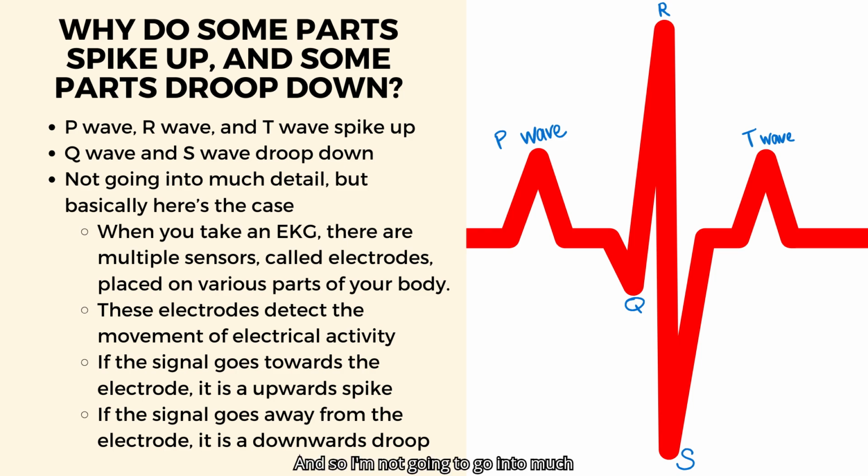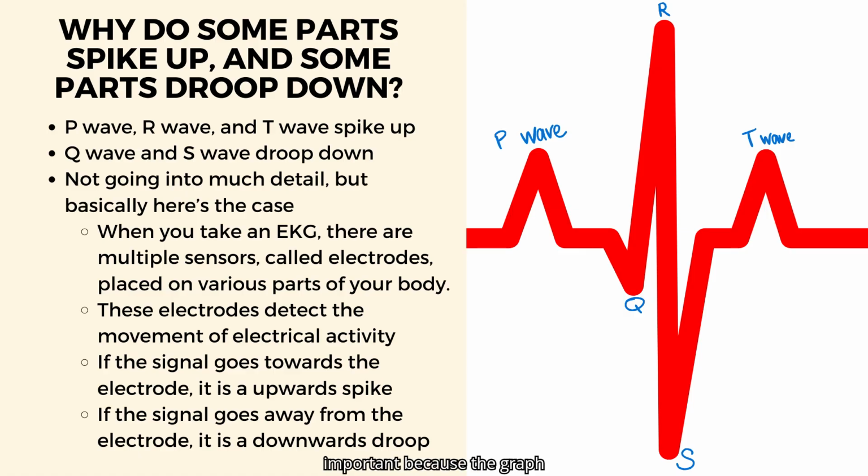And so I'm not going to go into much detail right now, but basically when you take an EKG of a patient, you're going to place these sensors on their body, which are called electrodes. And these electrodes detect electrical signals of your body and of your heart. And so what happens is if the electrode detects a signal or a movement of electrical activity coming towards it, the spike is going to be upwards. And if the signal is going away from the electrode, it's going to go downwards.